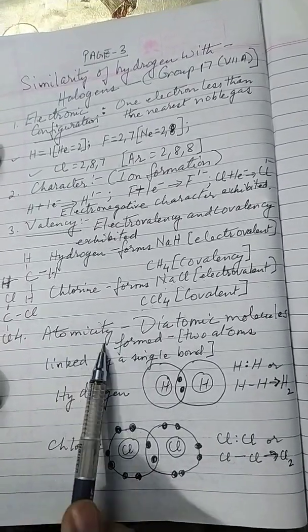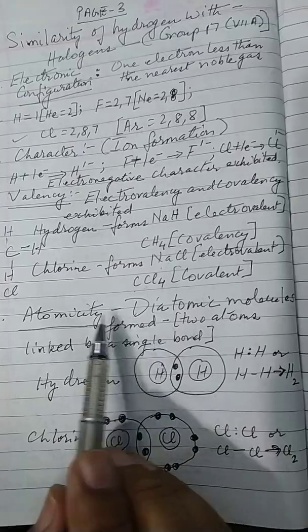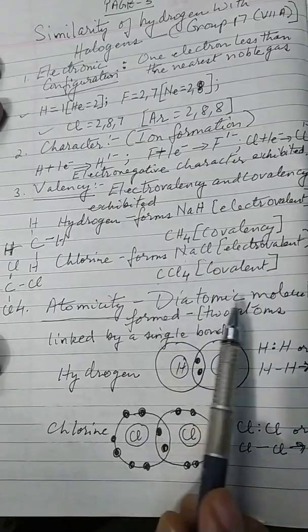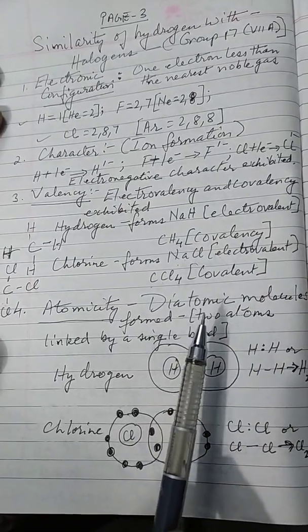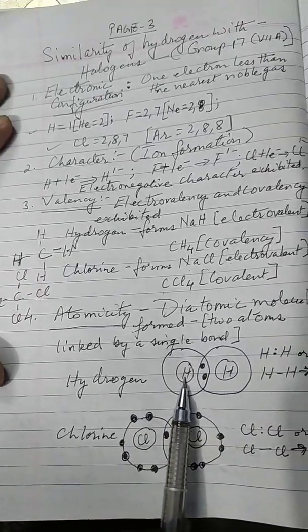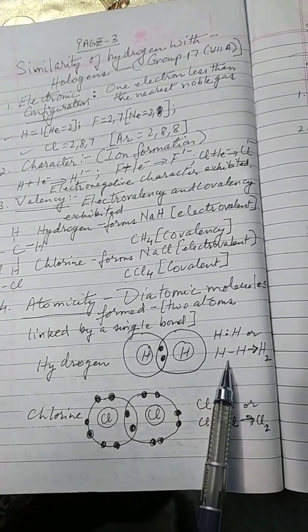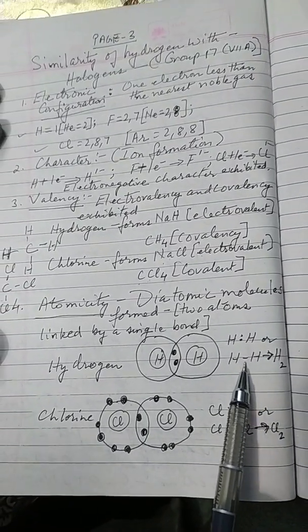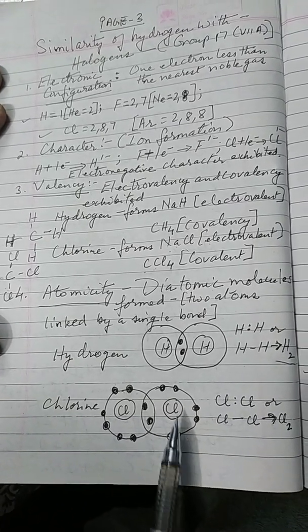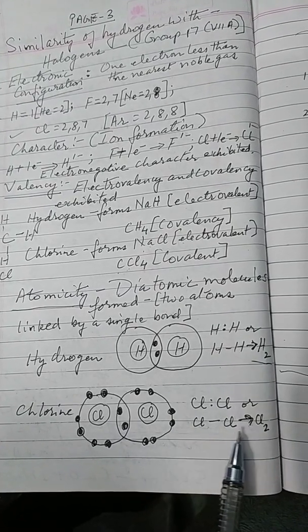Then we see atomicity is another characteristic that is common between halogens and hydrogen. Hydrogen also forms diatomic molecules. What is atomicity? Making molecules, like we see a diatomic molecule is made by hydrogen. Two hydrogen atoms combine through covalency by sharing of electrons, and they form a single covalent bond among them. Thus hydrogen gas is produced. Likewise chlorine, we see two chlorine atoms combine together sharing one pair of electrons to form a chlorine-chlorine bond or chlorine molecule.